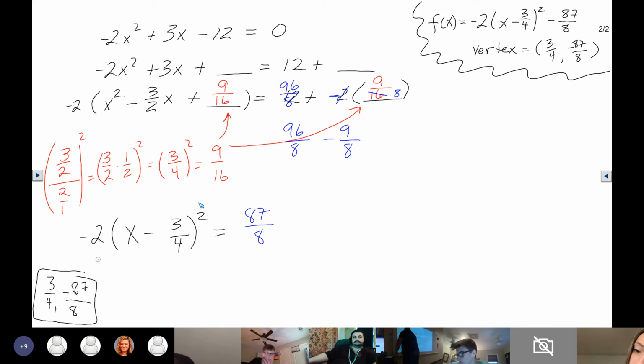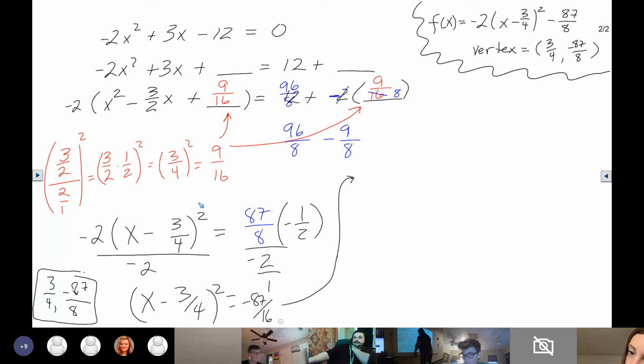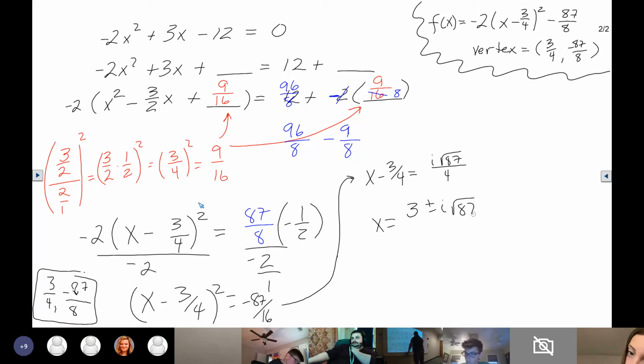Now I'm going to solve it. Divide by -2. Multiply by -1/2. It's not going to help us because we're taking the square root of a negative, so we have no x-intercepts. Quantity squared is equal to -87/16. That means no x-intercepts, but I'm going to write it in terms of i, so you will get it right in the homework. Take the square root of both sides, you get x minus 3/4 is equal to i times the square root of 87 over 4, and x is equal to 3 plus or minus i times the square root of 87 over 4.